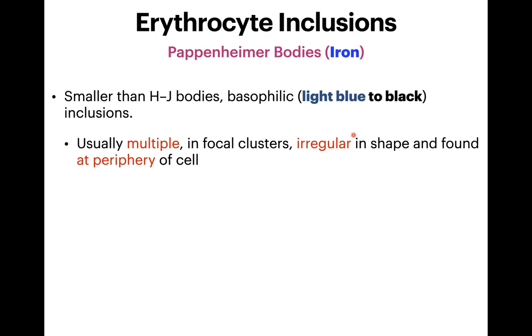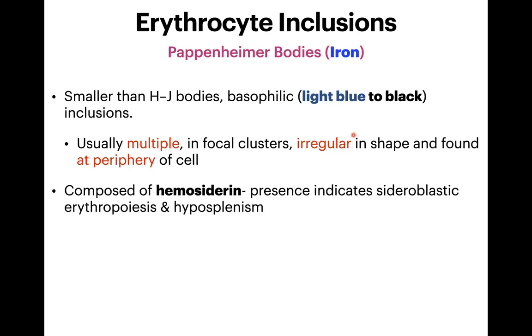Howell-Jolly bodies are usually round in shape, while Pappenheimer bodies form focal clusters, and they are usually found at the periphery of the cell. Again, Howell-Jolly bodies can also be found at the periphery, but they can be found anywhere. While Pappenheimer bodies are usually present at the periphery. They are composed of hemosiderin. So their presence indicates sideroblastic erythropoiesis as well as hyposplenism.